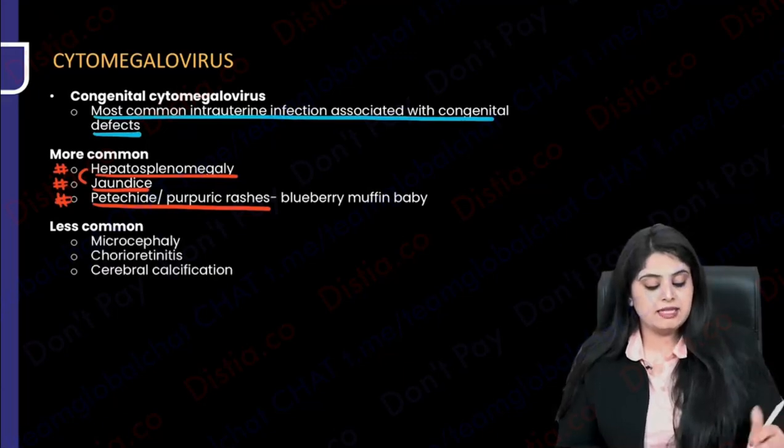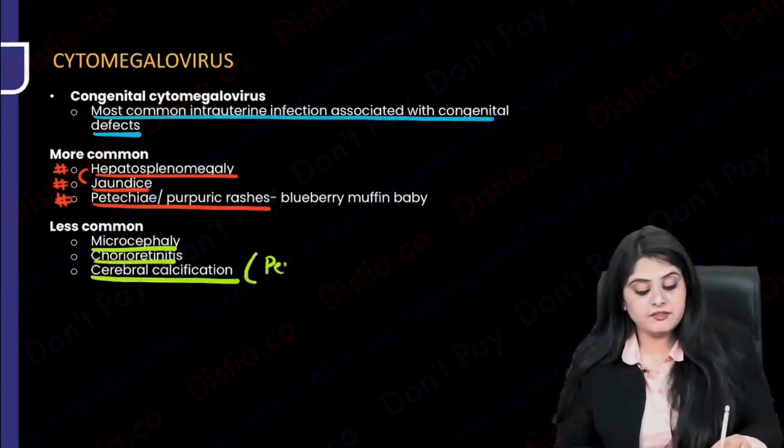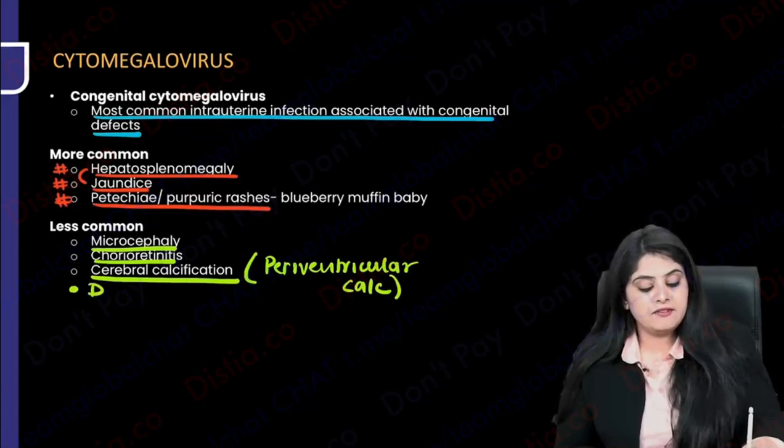Among the less common features, they have microcephaly, chorioretinitis, and cerebral calcification. Which kind of cerebral calcification? Please note, periventricular calcification. In fact, they can also have deafness. Deafness is another thing that has been associated with them.